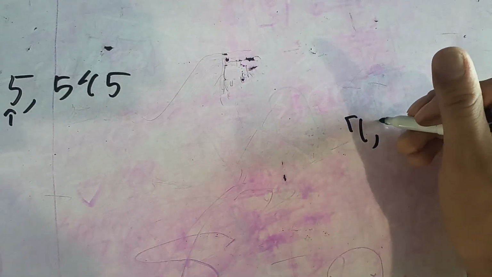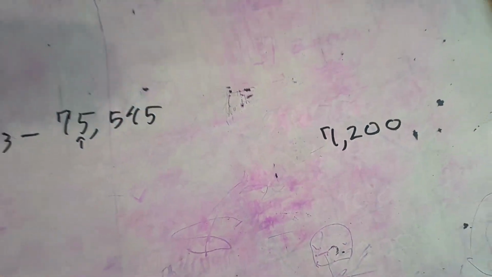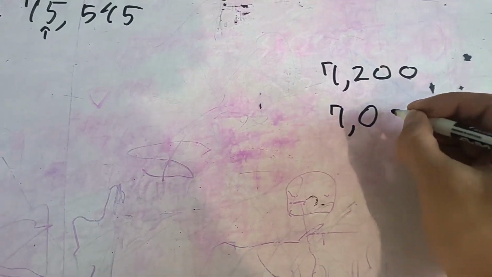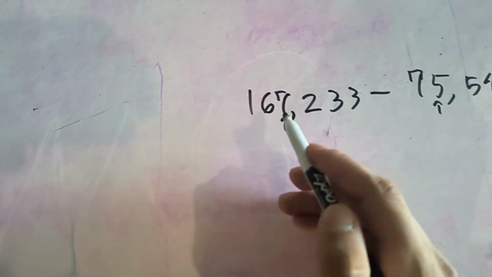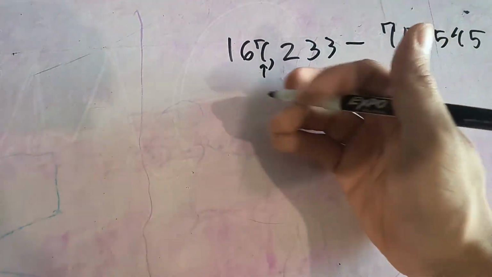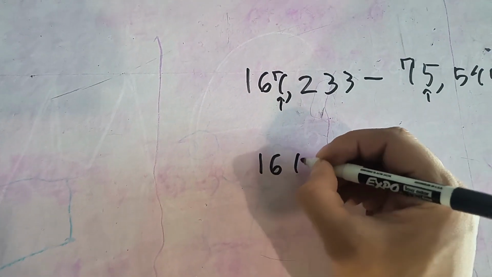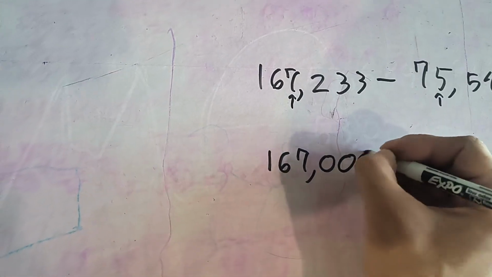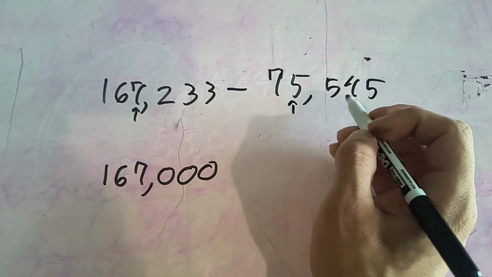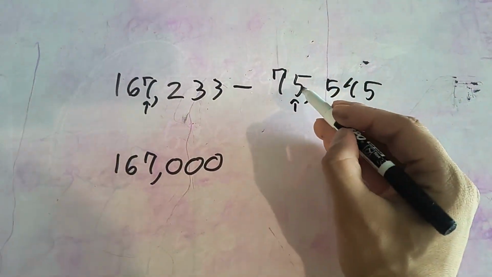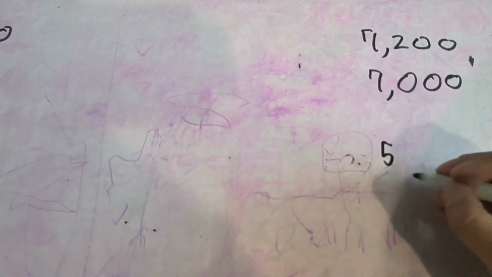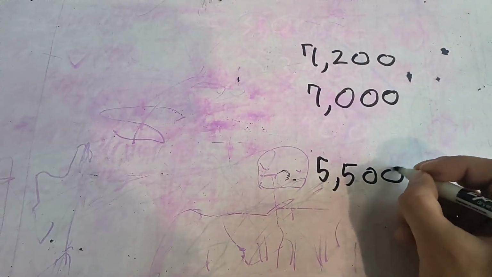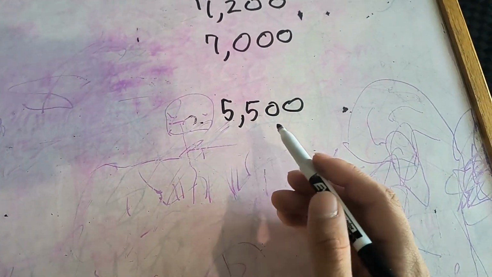7,200 rounded to the nearest thousands is 7,000. That's the closest thousand to 7,200. So the estimated amount is 167,000. And then for the 75,545, we would look at 5,500. What is the closest thousand to 5,500?